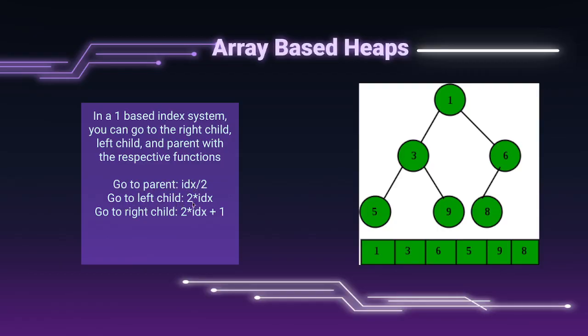To go to the left child, we go 2 times index, and to go to the right child, we go 2 times index plus 1. Let's say 3 is index 2. We have 3 at index 2, and 5 and 9 at index 4 and 5. So its index, 2, times 2 would bring us to 4. 2 times 2 plus 1 would bring us to 5, index-wise. Anyone have any questions? Okay. So this is how you would traverse an array-based heap.